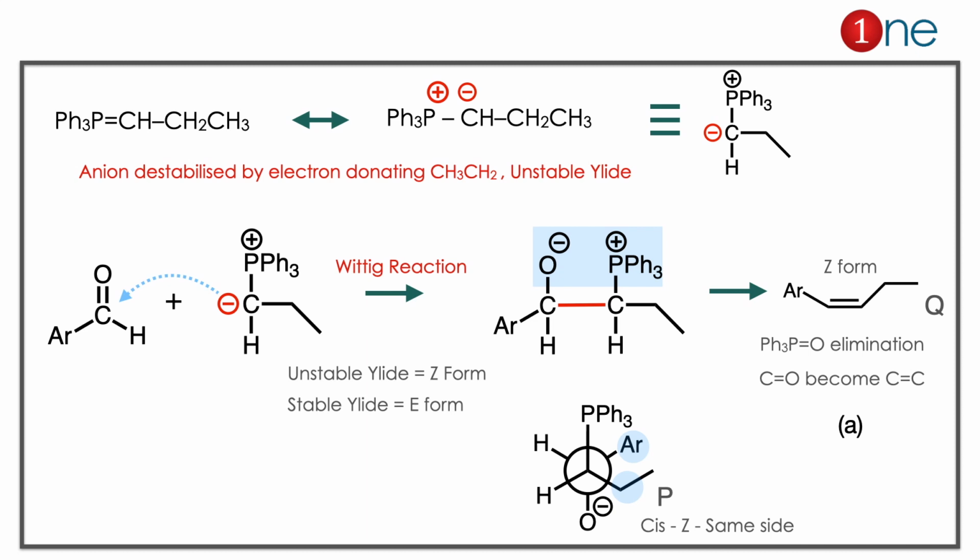Here you have to learn 2 important things. One is the Wittig reaction. The Wittig reaction is important because it converts C=O into a CC bond. Second is the stability of the halide versus the product alkene. Unstable halide means you have the Z form, you can say cis. Stable halide means you can have the E form, which is trans. So the halide dictates the final product configuration.